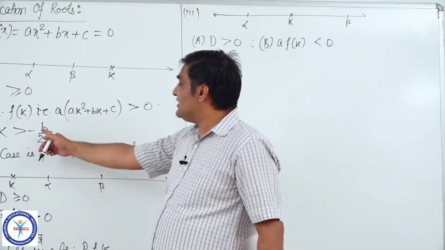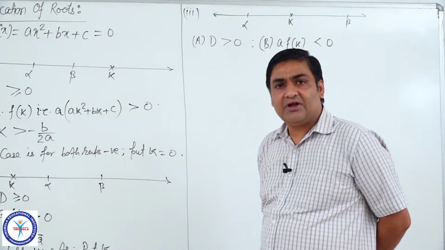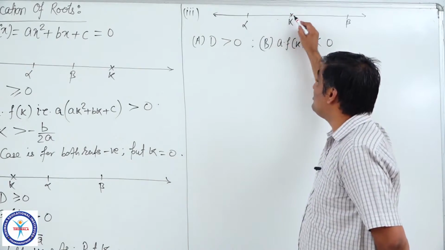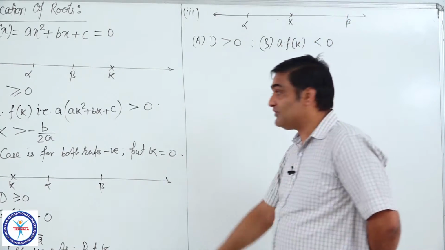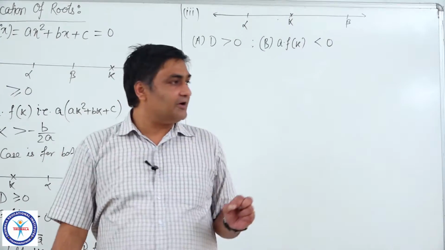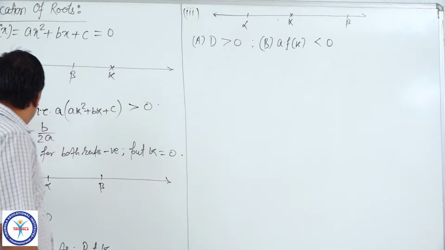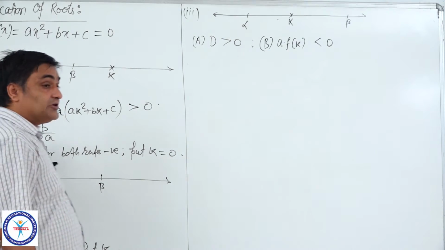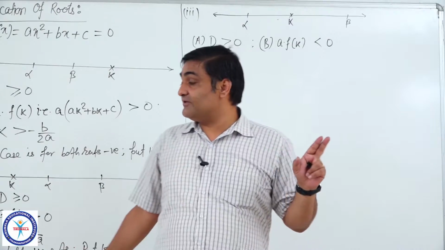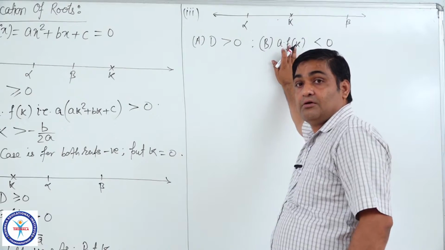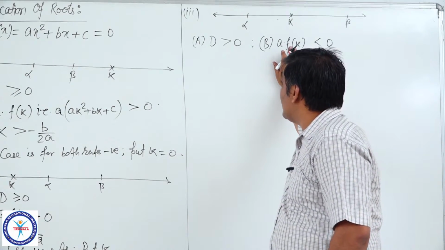Now, can we relate k by greater than or less than? No, because k is whether left of midpoint or right of midpoint. We don't know. So these two conditions are sufficient. Remember, whatever condition we are imposing, these all are necessary. In the first two cases, all the three conditions are necessary. In the third case, this is enough.